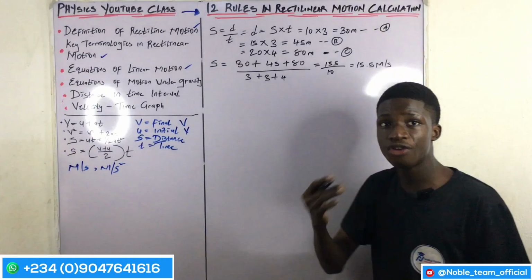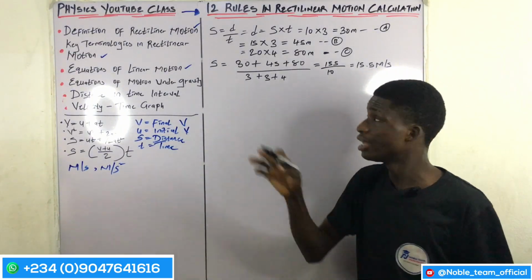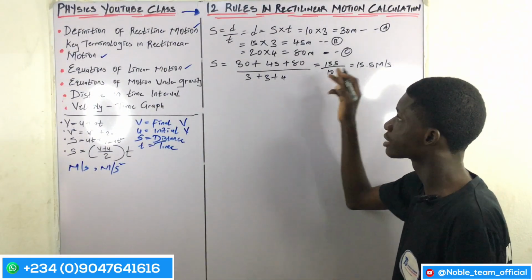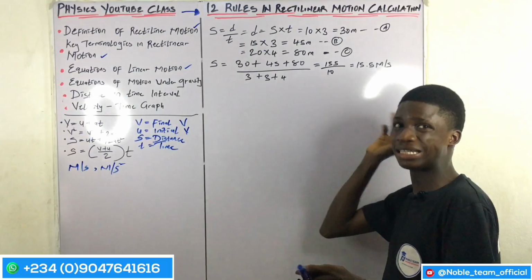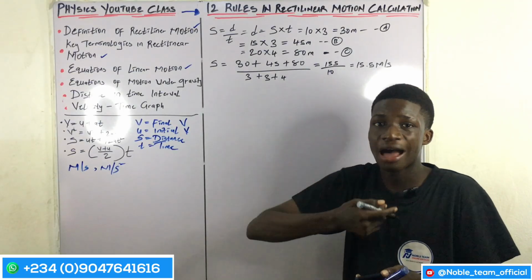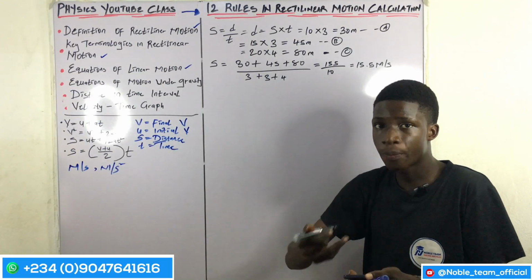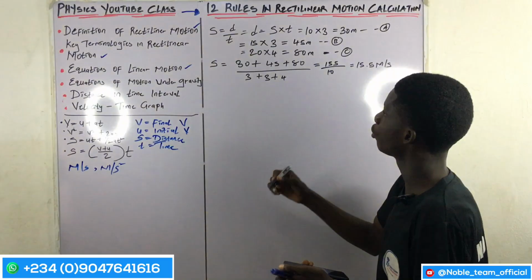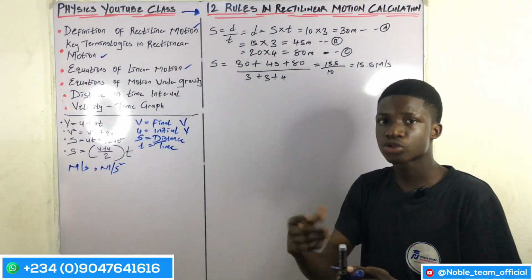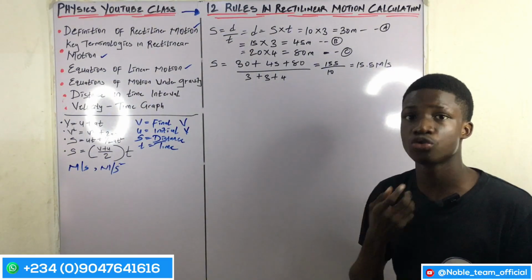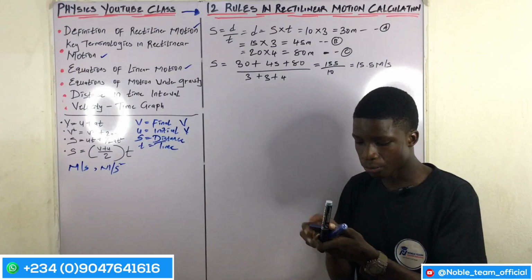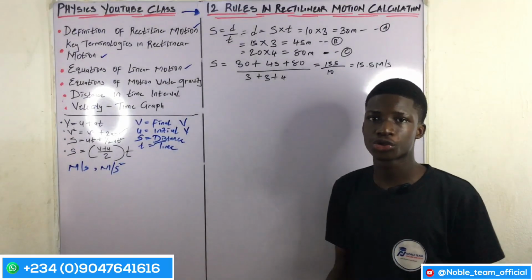Once you hear average, you understand? Once you hear average, it simply means summing up the distance and also summing up the time. If you are asked to get the average speed, I hope you understood. Now let's look into question 2. I'm going to be solving questions. These are solid questions you might see in your exam. Now question 2. Let's solve question 2.